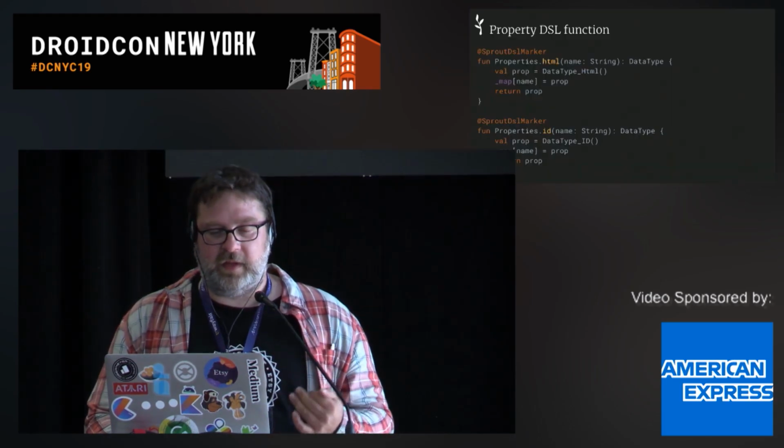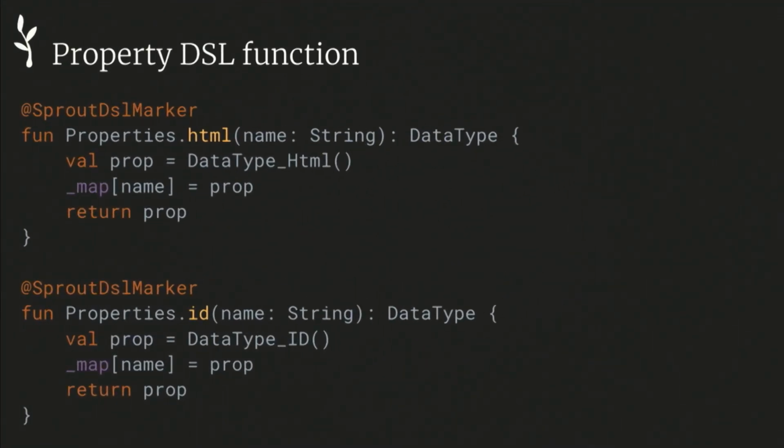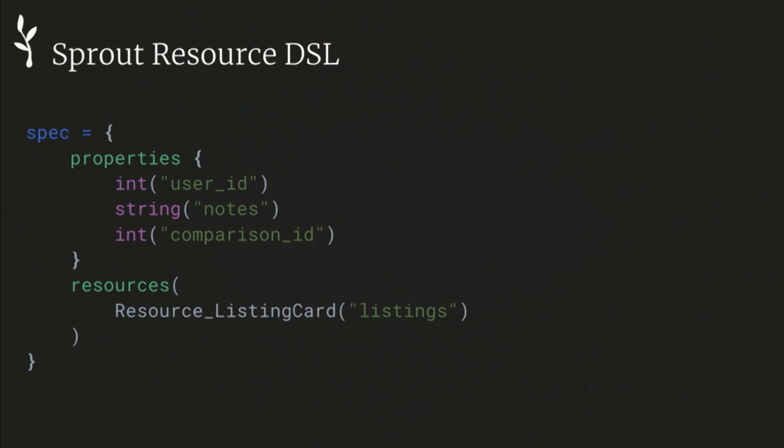So what does that look like exactly? In our DSL, we have these types of functions. We have these concepts of properties. Before we had string and int in the DSL, but now if we have HTML and ID, that changes our DSL from looking something like this to something like this. If you noticed on the first slide, we have int, string, int. In this slide we have ID, HTML, ID. And this just makes it a little nicer for our DSL.